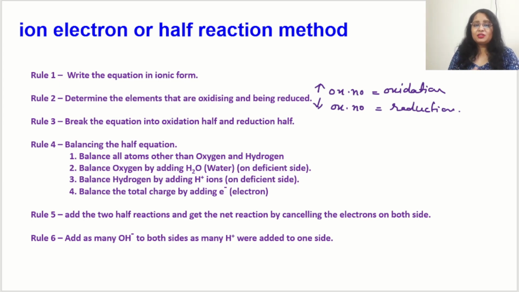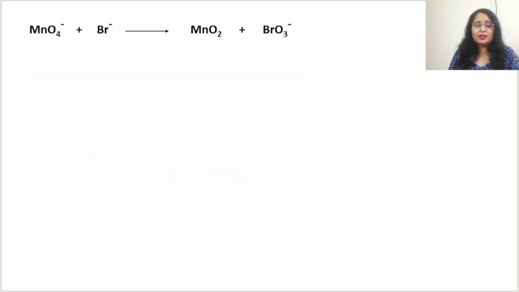So this is the story, but let's start with an example so that it will be clear. The first rule is to write the reaction in ionic form. Here we can say the reaction is itself in ionic form. Next, jump to the second point, which is to find the oxidation number. Here we will find the oxidation number of manganese and bromine.